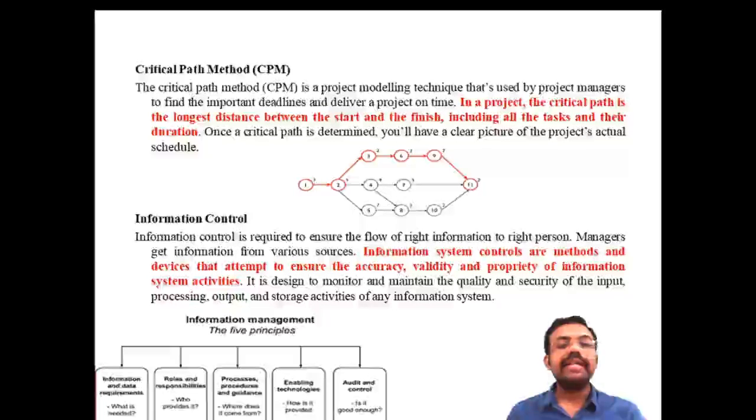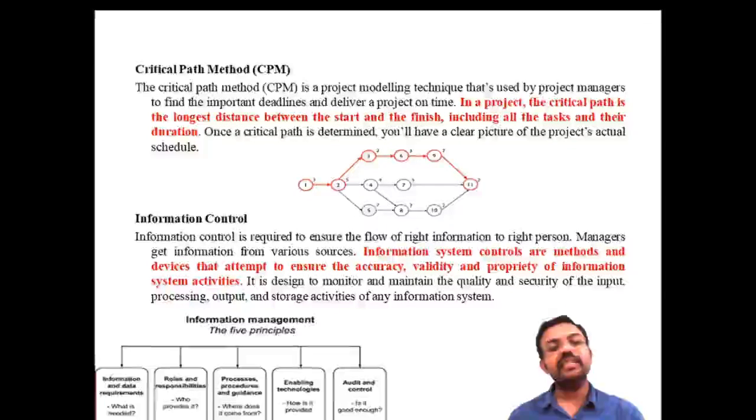Okay, and another one is information control. One of the modern devices is information control. Information system controls are methods and devices that attempt to ensure the accuracy, validity, and propriety of the information system. This is MIS, the management information system. Information control is required to ensure the flow of the right information, at the right time, to the right person.